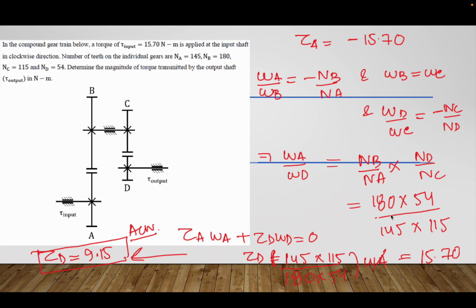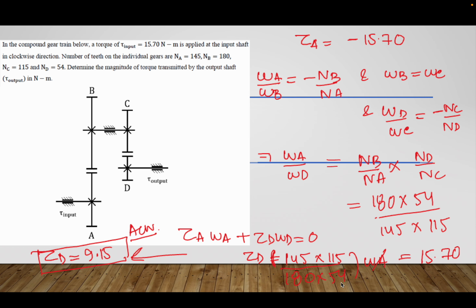So the ratio is coming out like this, you can substitute for these values, and simply you can put here the value of tau D, you can substitute the value of omega D. Omega D you can get from here, okay, taking its reciprocal in terms of omega A. Now omega A will be cancelled out, and we can get tau D in terms of tau A, so that will be equal to 145 into 115 upon 180 into 54, right?